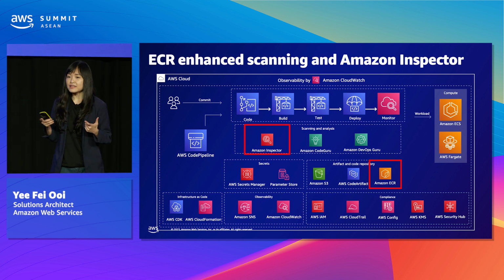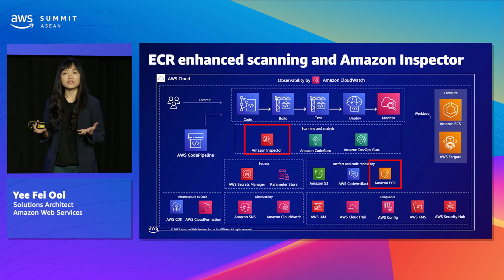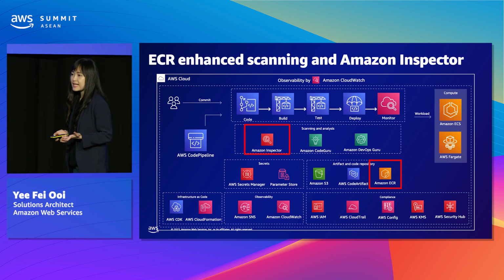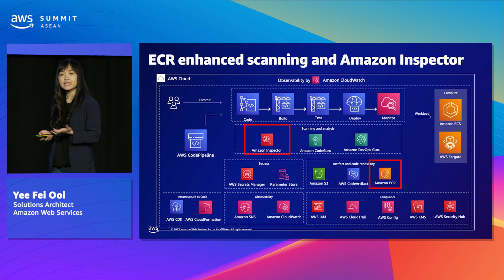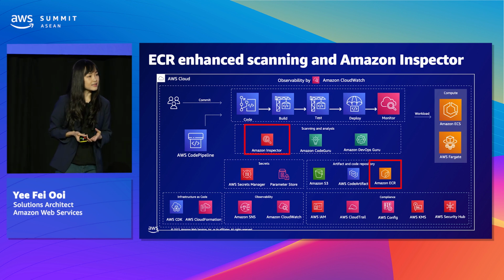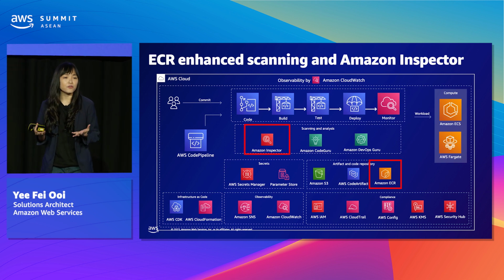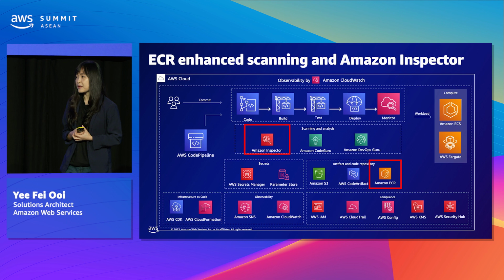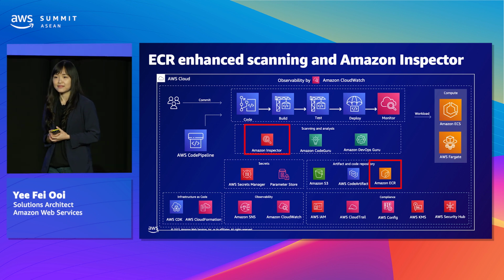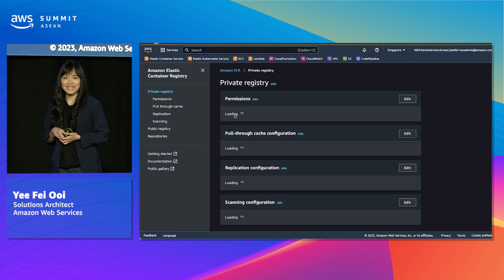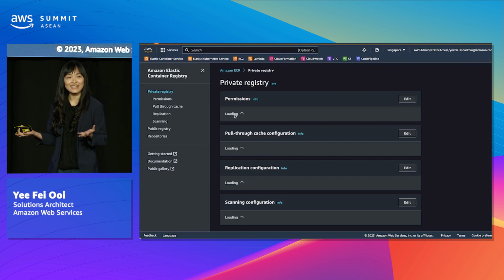So Amazon ECR has offered basic and enhanced scanning. It uses the common vulnerabilities and exposures, the CVE database from the open source Clair project. And with enhanced scanning, ECR actually integrates with Amazon Inspector to provide both OS and programming language package vulnerability scan as well. And similarly, setting up is very easy. You can do so via CLI and console.